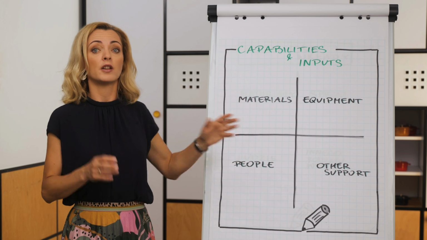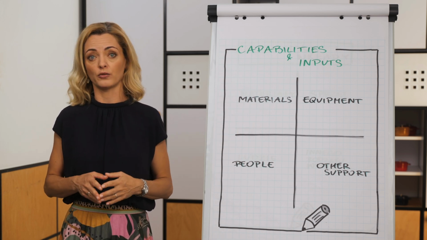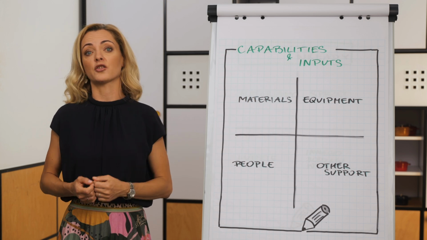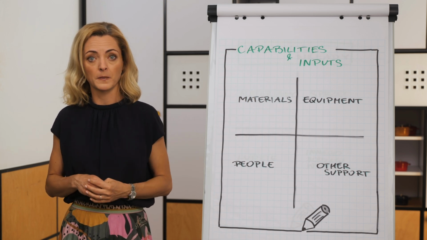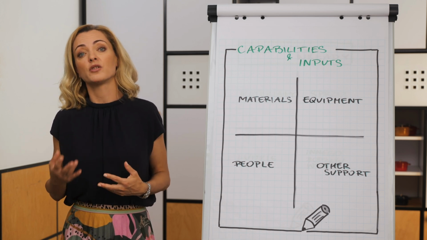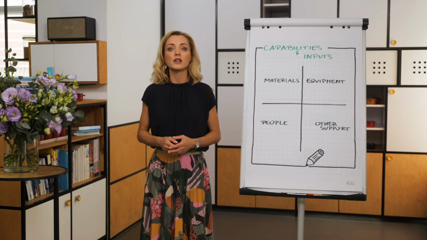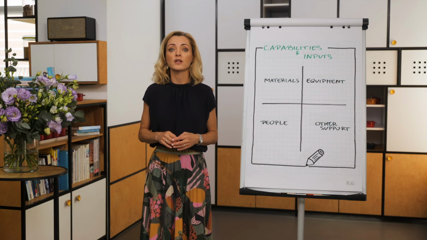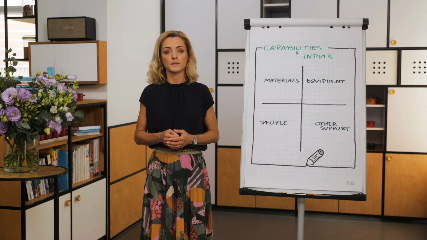Under materials, students can put all raw materials needed to develop their final solution. In the equipment section, they will put any machines or instruments required. In the people section, they can list all the skills, expertise, and experience their team will need. Finally, all other help, permissions, or space will fall under other support category.